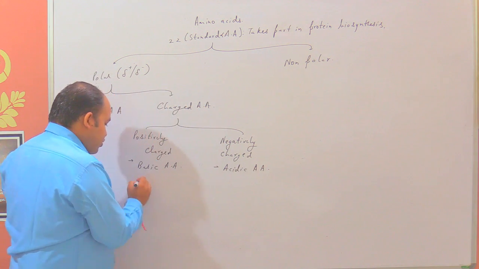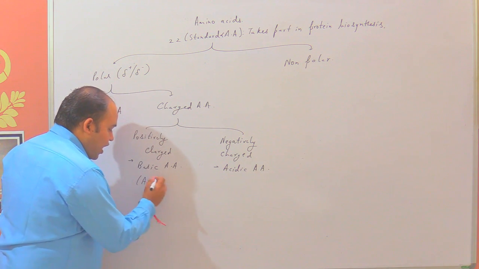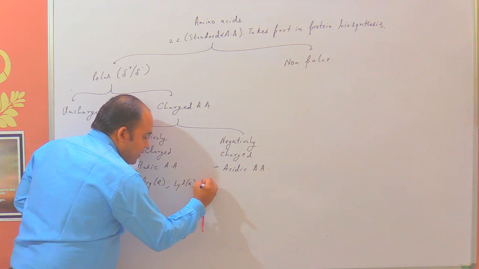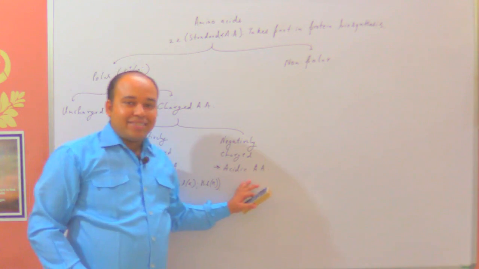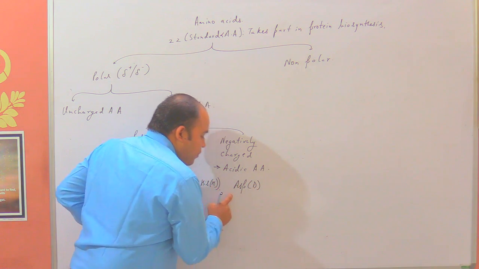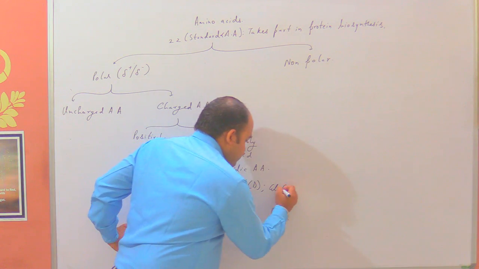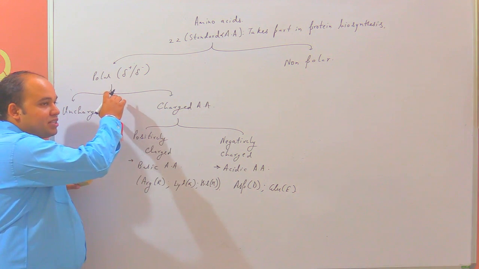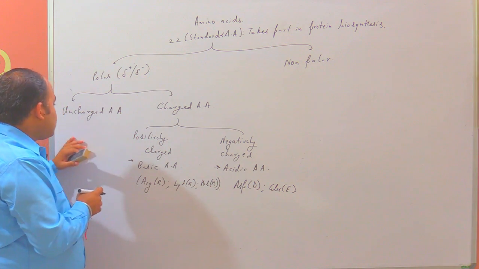Now, basic amino acids include arginine, represented by R, lysine, represented by K, and histidine, represented by H. Whereas the acidic amino acids include aspartate, ASP, represented by D, and glutamate, GLU. The others are said to be the uncharged polar amino acids, while the remaining ones will be referred to as non-polar amino acids.